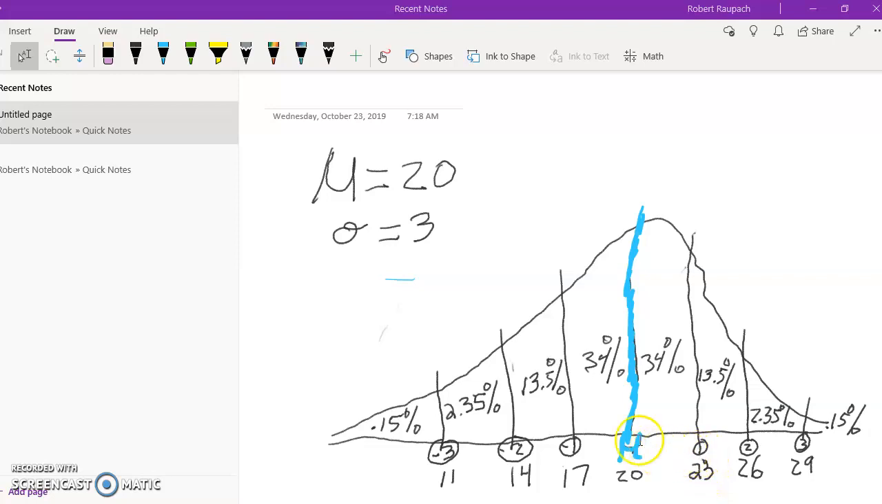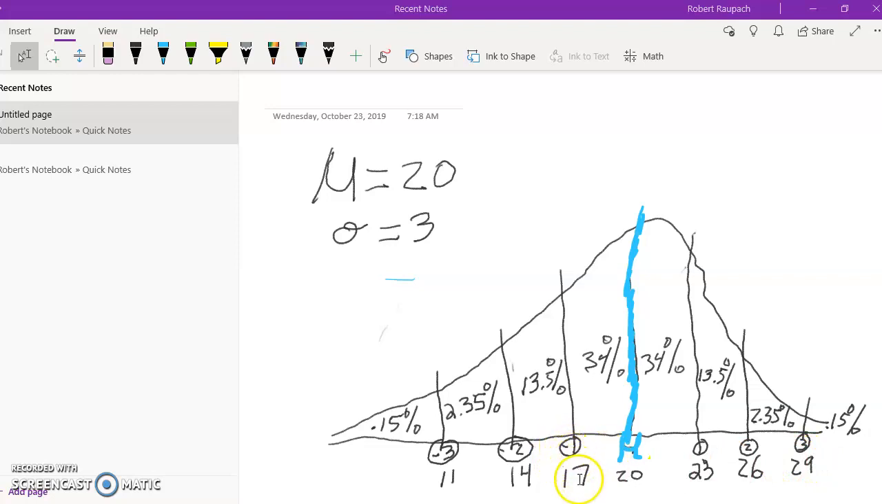So in other words, if I randomly pick a test score of all the people that took a test, let's just pretend these are test scores, and the mean is 20 and standard deviation is 3, I would say there's a 34% chance I'm going to pull a score between 20 and 23, okay? And 23 represents one standard deviation higher than the mean. 26 represents two standard deviations higher, and 29 represents three standard deviations higher.